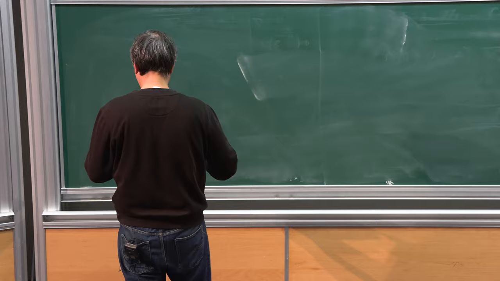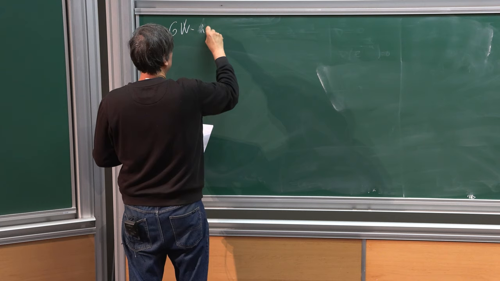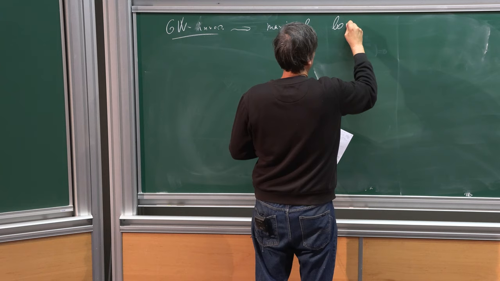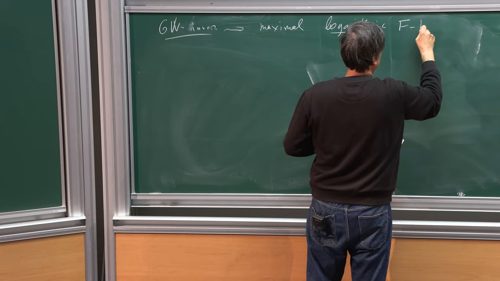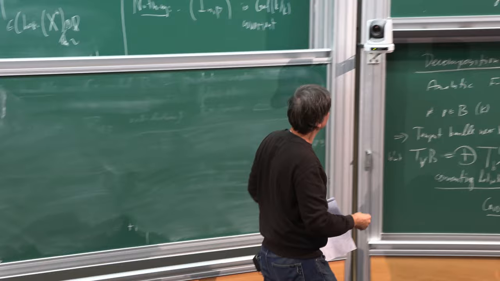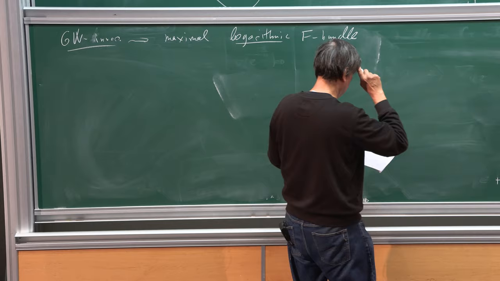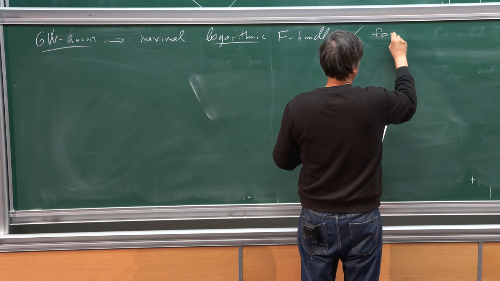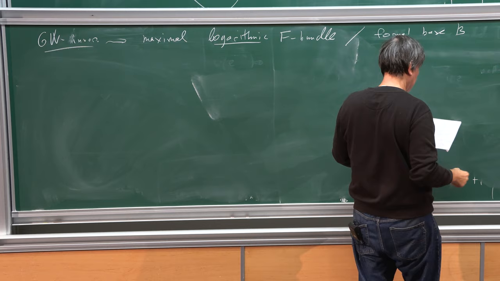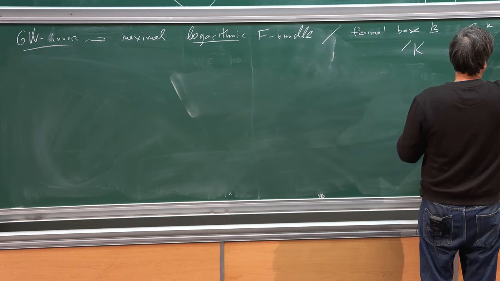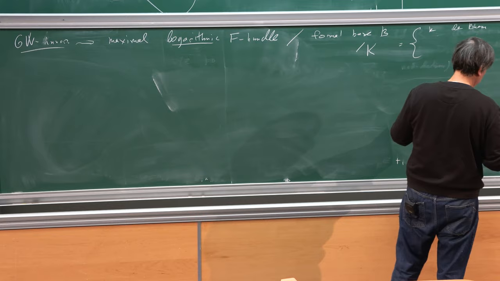So what I claim is that Gromov-Witten theory invariants give you a maximal logarithmic F bundle. Logarithmic is another version which I didn't mention here, but you will see it in a second. And over a formal base B, which will be the spectrum of some algebra of formal power series over some field K, which is the coefficient ring of your cohomology theory.